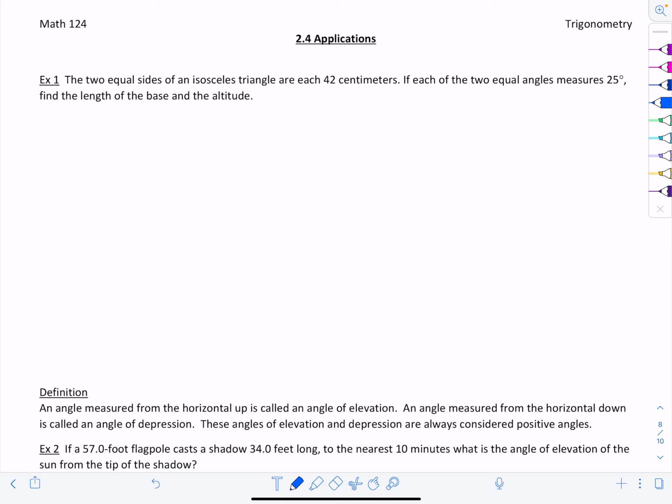All right, first example, the two equal sides of an isosceles triangle are each 42 centimeters. If each of the two equal angles measures 25 degrees, find the length of the base and the altitude. So let's draw ourselves an isosceles triangle.